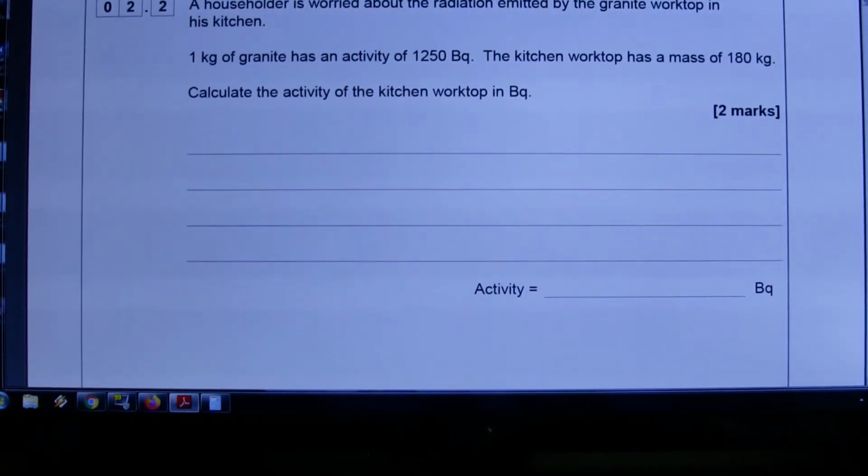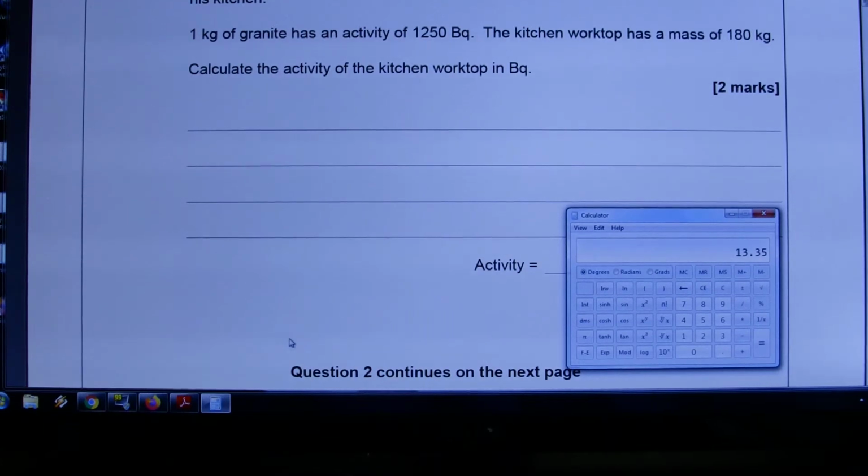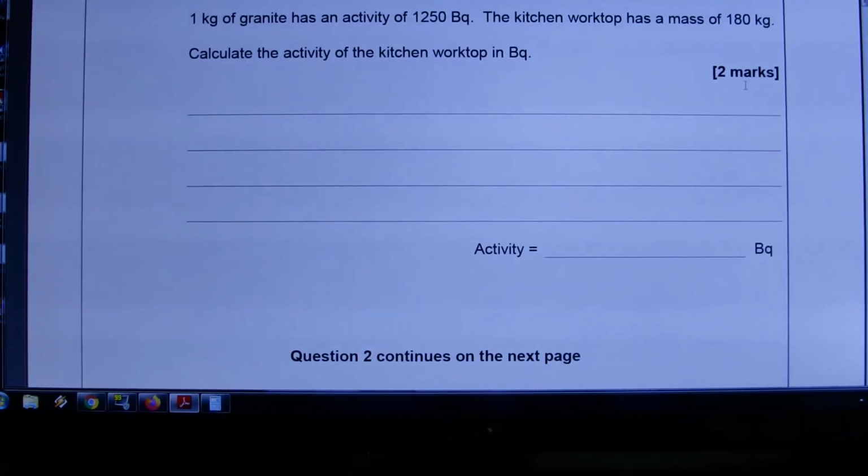Related question with related problem. A householder is worried about the radiation emitted by the granite worktop in his kitchen. A kilogram of granite has an activity of 1,250 becquerels. The kitchen worktop has a mass of 180 kilograms. Calculate the activity of the kitchen worktop in becquerels. 1,250 per kilogram times 180 kilograms is 225,000. That simple. 2 marks for that.